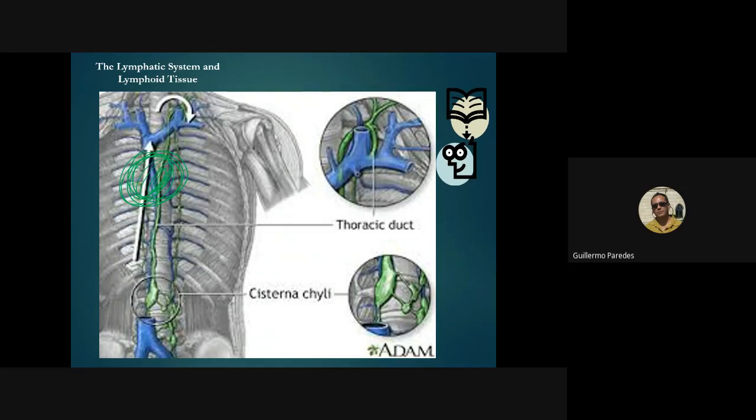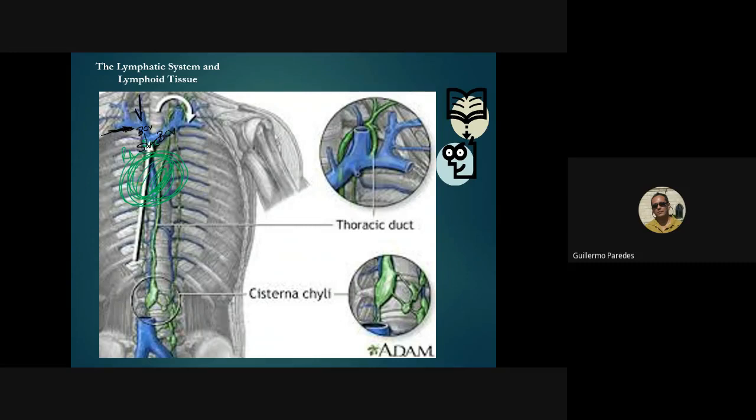Here in the heart, we have the right atrium. And at the right atrium, we have the superior vena cava. Then here we have the brachiocephalic vein, and we have another brachiocephalic vein. The two brachiocephalic veins are going to form the superior vena cava. The brachiocephalic veins are going to be formed by two vessels.